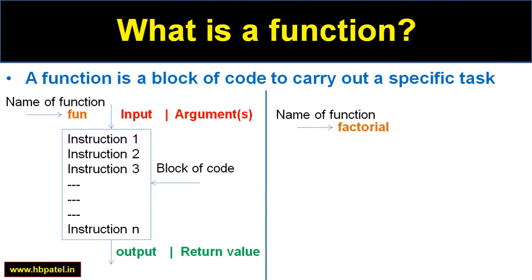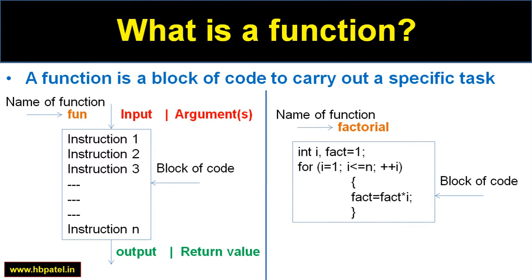Now let us take an example. Over here we have a function called, let's say, factorial. So the set of instructions would be, we know how we calculate factorial. We have one integer I, we have one factorial variable fact, then we run I from 1 to n, and we keep on multiplying fact equal to fact multiplied by I. So this is a set of instructions to calculate factorial.